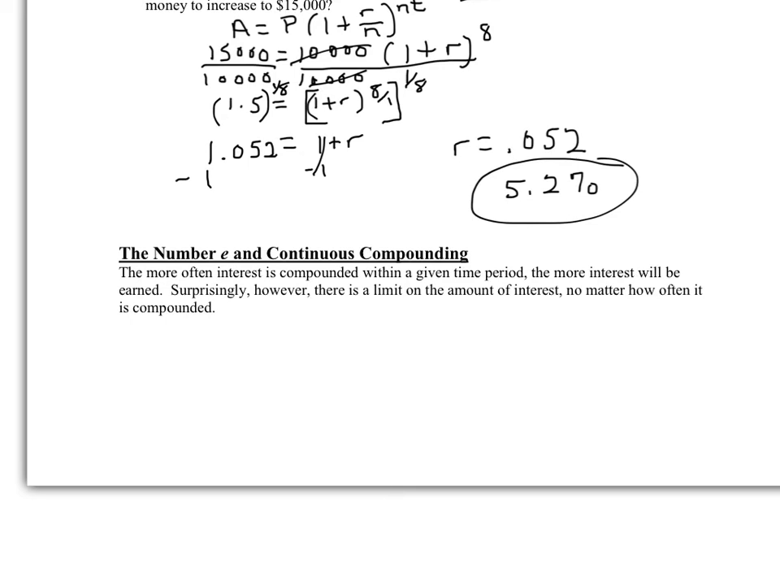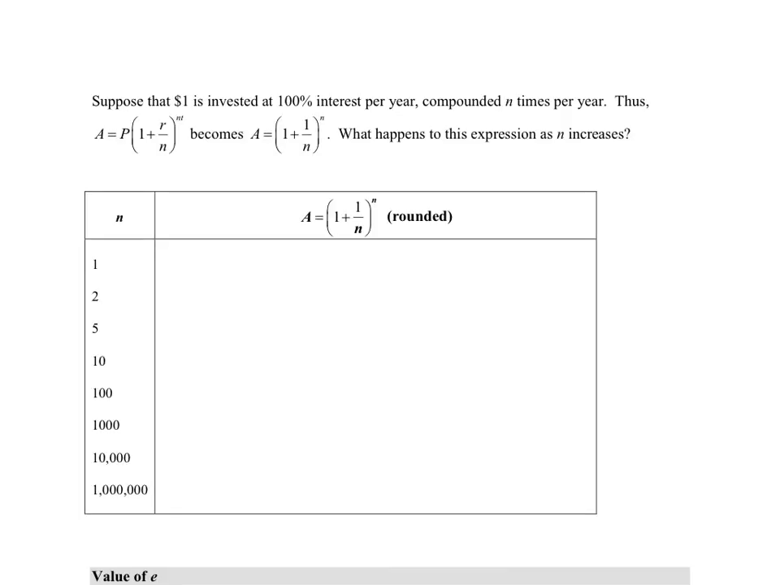But an interesting thing to notice, no matter how many times it gets compounded, there's sort of a leveling off that occurs. And so if we were to consider this, and notice this says, suppose that $1 is invested at 100% interest per year, okay? So in other words, each year your money earns 100% in interest, and you compound it n times per year.